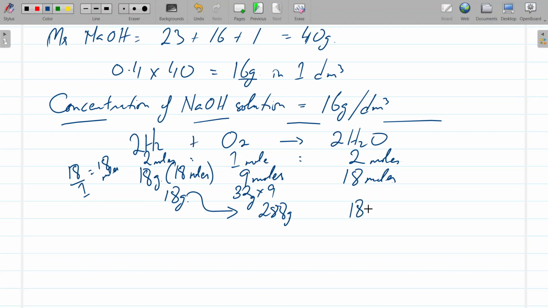So that's 18 grams, the molar mass, times 18 moles. So 18 squared. That's 324 grams of water that will be produced. So you'll get a glass of water out of this.